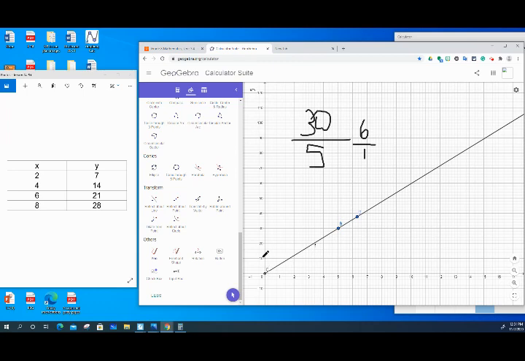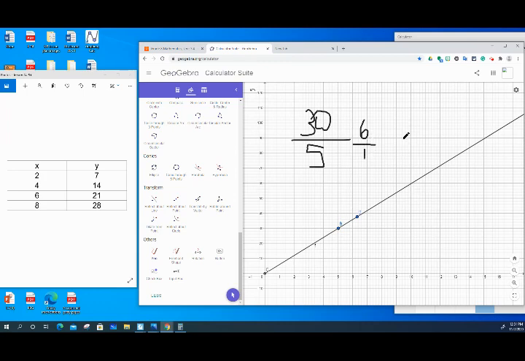So for every 6 I go up, it's over 1. So that would be 6 over 1. That would be 12 over 2. That would be 18 over 3, 24 over 4, and so on up to 6 over 5. These are the points I don't remember. They're not pretty, but they're okay. It's still the same thing.